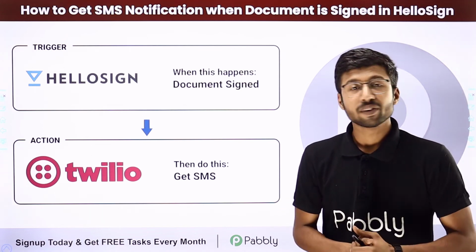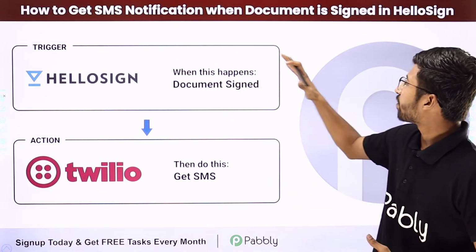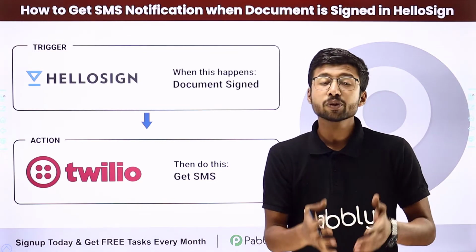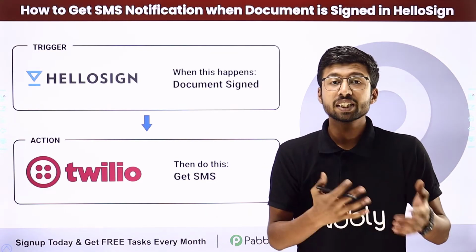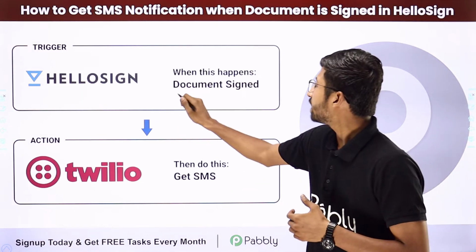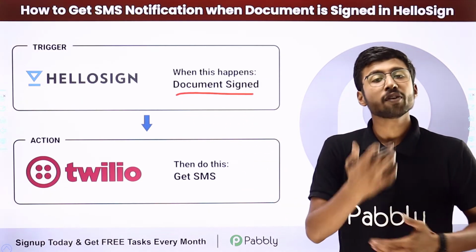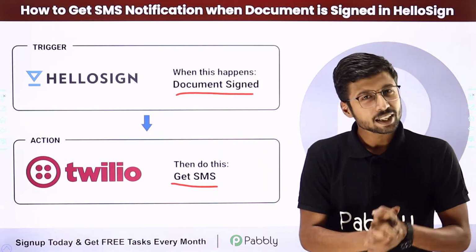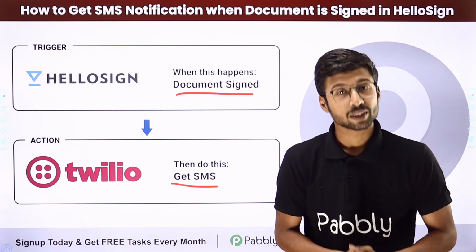So in this video, we will learn how to get SMS notification when a document is signed in HelloSign. Now suppose, guys, you are using HelloSign to get your document signed by your clients and customers, and you want that whenever a customer signs a document, you get an SMS notification that the document has been signed. Now let me tell you, you can completely automate this process.